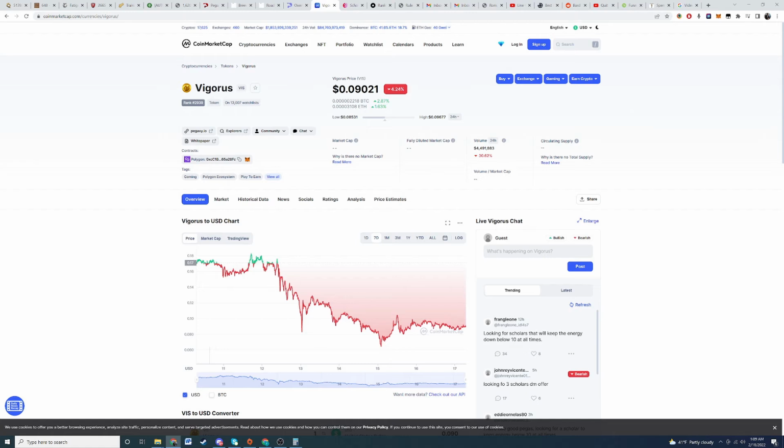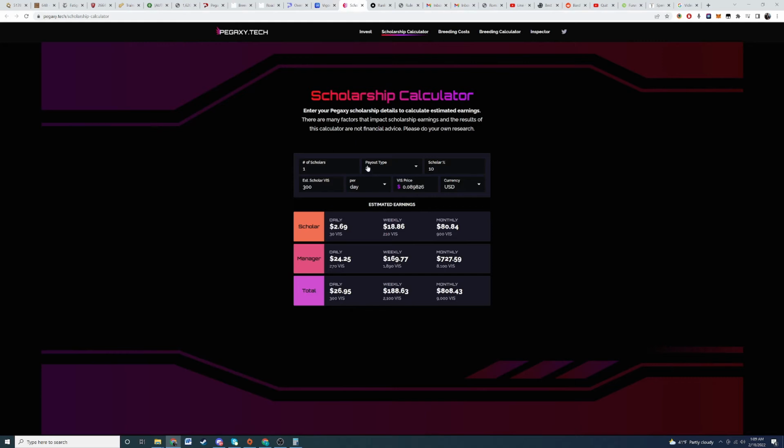So the economics on this game are very, very solid. Earning potential is very, very high. So to the scholarship calculator, and now this will help us look at what a scholar can consider earning. So this is the flat rate versus the percentage, and this is how many scholars you have. So if I were to rent out all of my Pegas to scholars, I would need 6 of them.